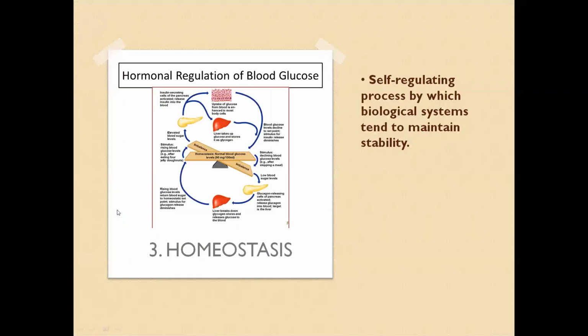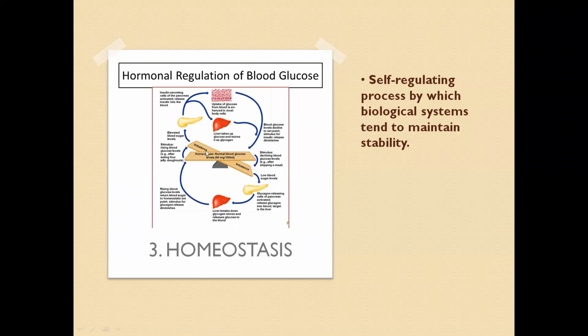So next is this, homeostasis. It is a self-regulating process by which biological systems tend to maintain stability. So an organism has the ability to self-regulate itself. So if there's an imbalance in its normal state, the organism has to have the ability to go back to its normal state. All right. So one example of that is the hormonal regulation of blood glucose or our blood sugar. Right. So the normal blood sugar of a human is 90 milligrams per 100 milliliters.